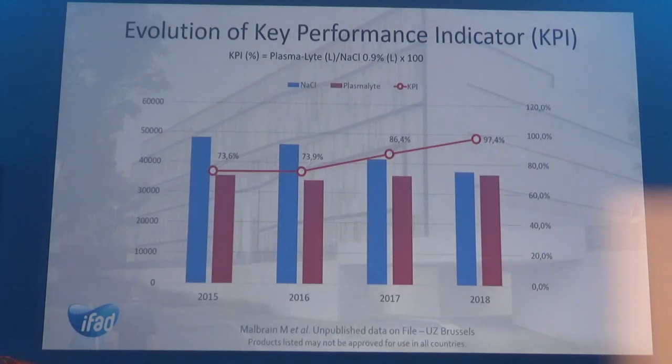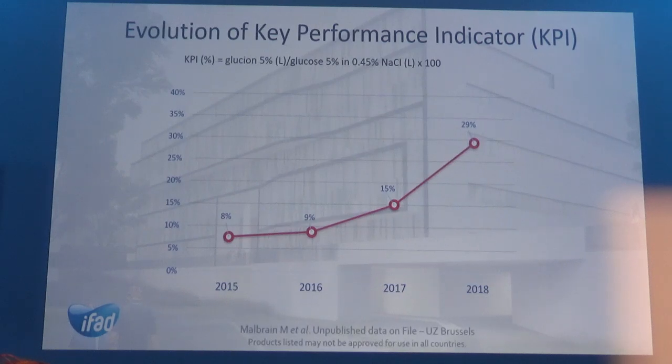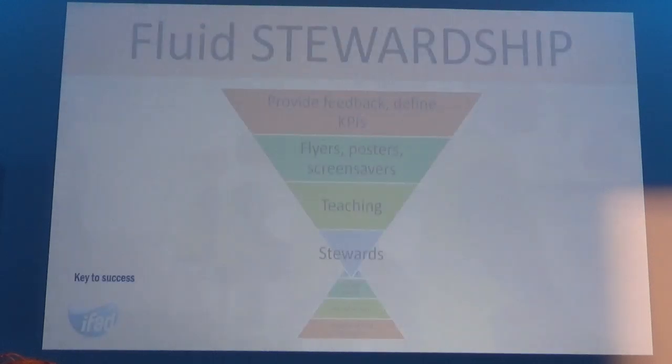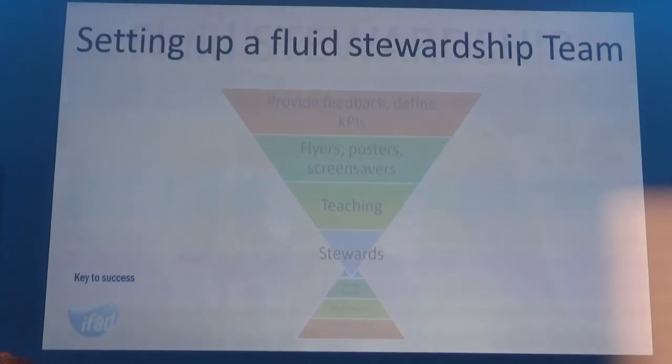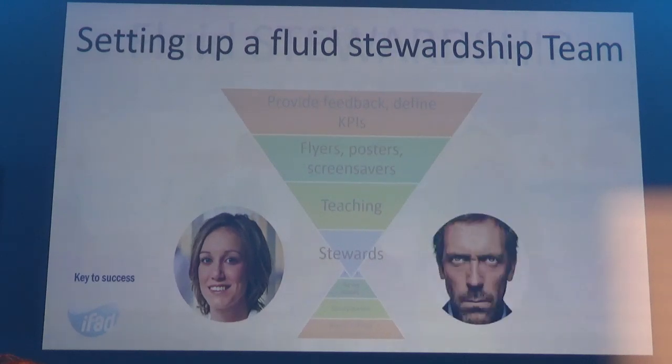We then defined as KPI the ratio between the balanced solution versus saline, and you can see that now we almost get to 100%. Of course, this ratio should be much more, so that there is less consumption of saline, but at least the trend is good. And if we look at the ready-from-the-shelf maintenance solutions, there is a nice increase over time. So the key to success here is to identify the nurse and the doctor.